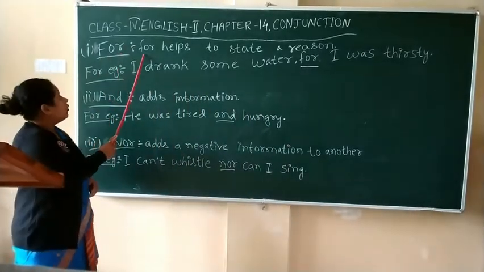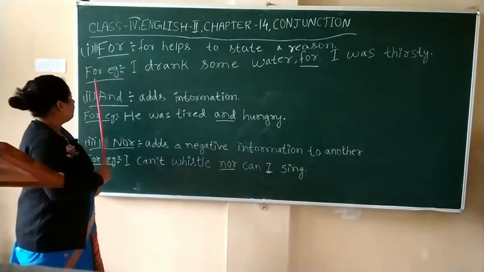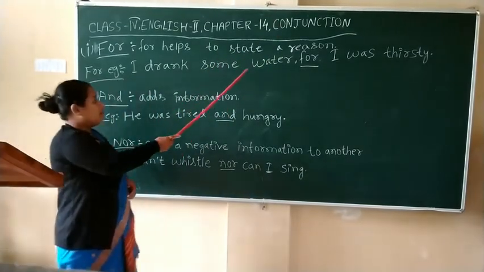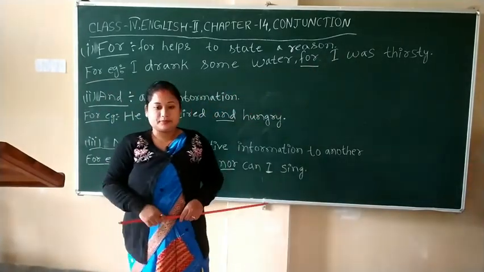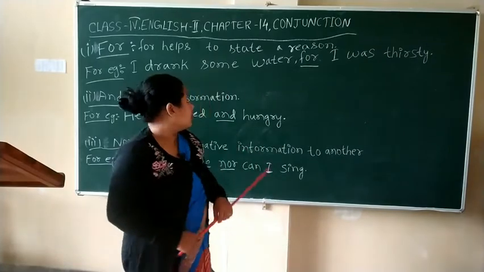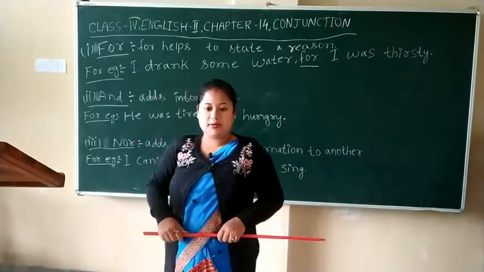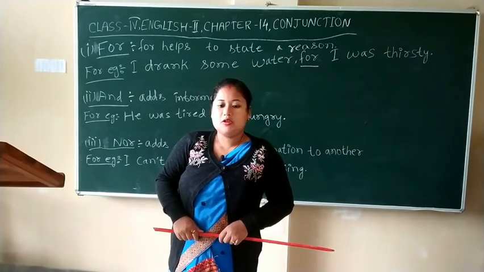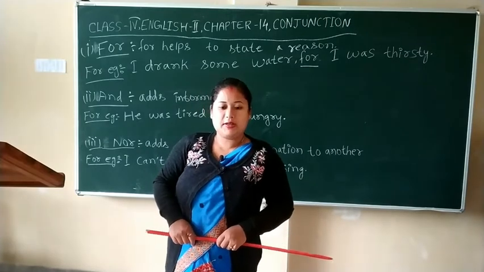for. For helps to state a reason. For example, I drank some water for I was thirsty. Here, for is the conjunction which is used to convey the reason of my drinking water.